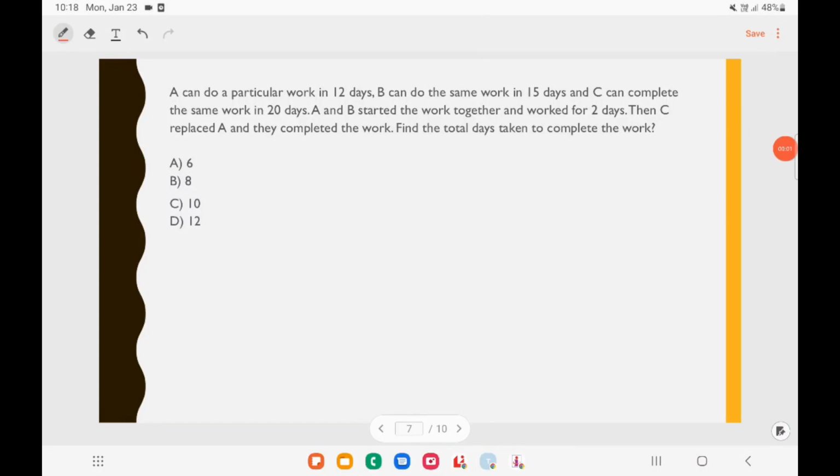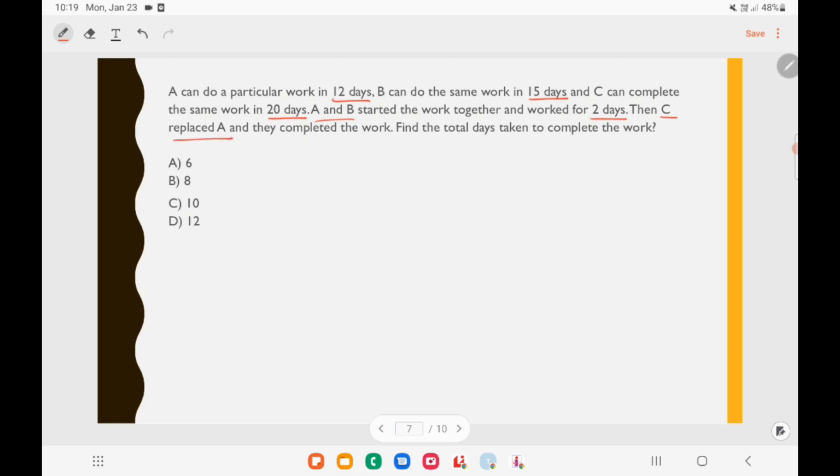Let us now take a practice question. A can do a particular work in 12 days. B can do the same work in 15 days and C can complete the same work in 20 days. A and B started the work together and they worked for 2 days. Then C replaced A and completed the work. Find the total days taken to complete the work.